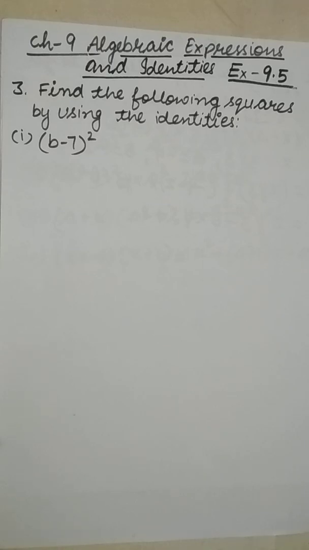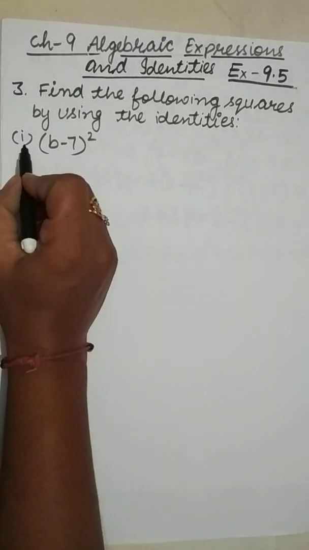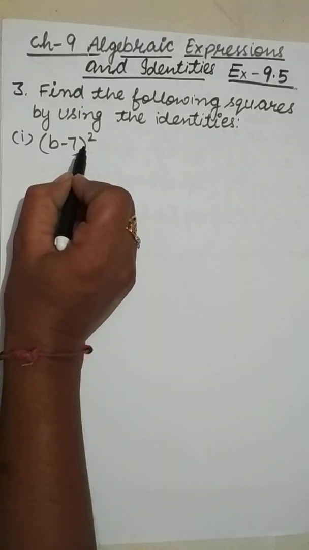Hello everyone. In this video we will do chapter number 9, Algebraic Expressions and Identities, exercise 9.5. Question number 3. Find the following squares using the identities. Now the first part is b minus 7 whole square.